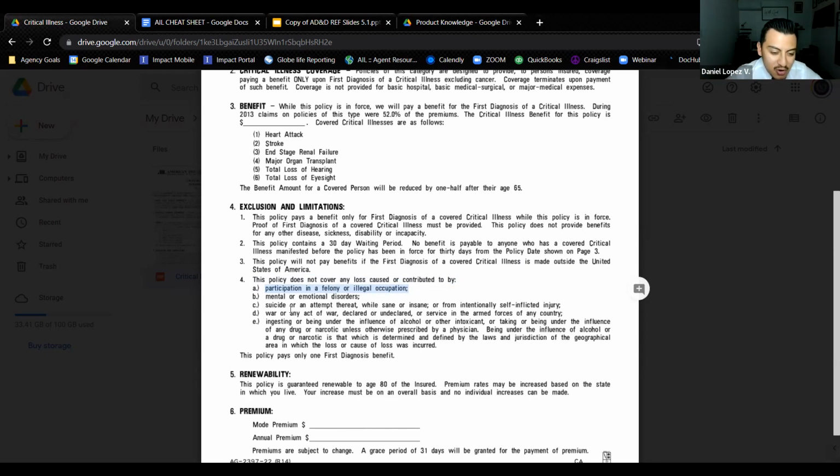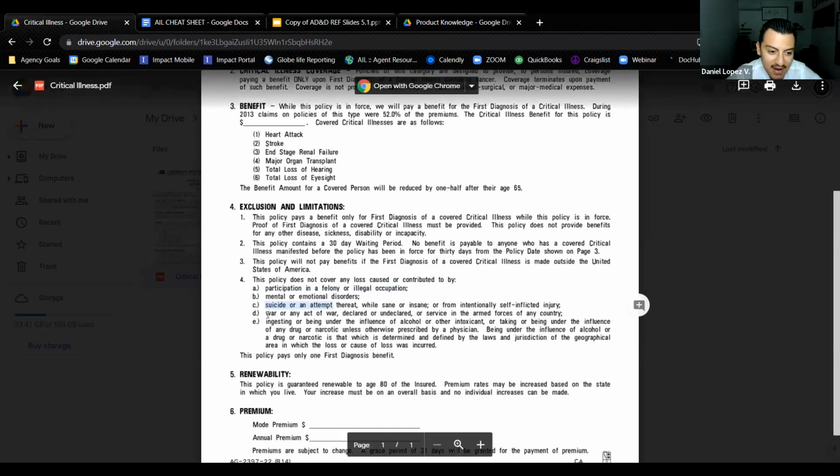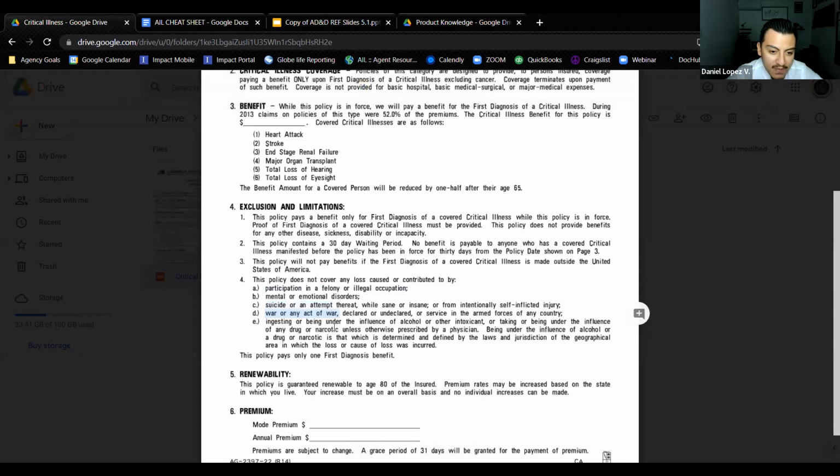Mental or emotional disorders, suicide, attempt to take your life. So again, if this causes that, any acts of war, if you suffer critical illness because you're under the influence, so if you're driving with drugs or alcohol, it does not pay out. But this is very common. This is like with everything. No one's gonna pay the life insurance if you're robbing a bank and you die. They're just gonna return the money.